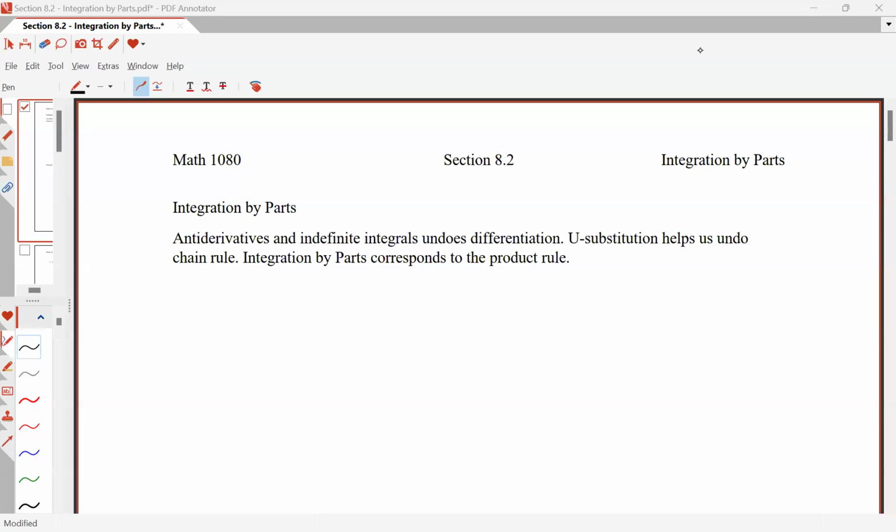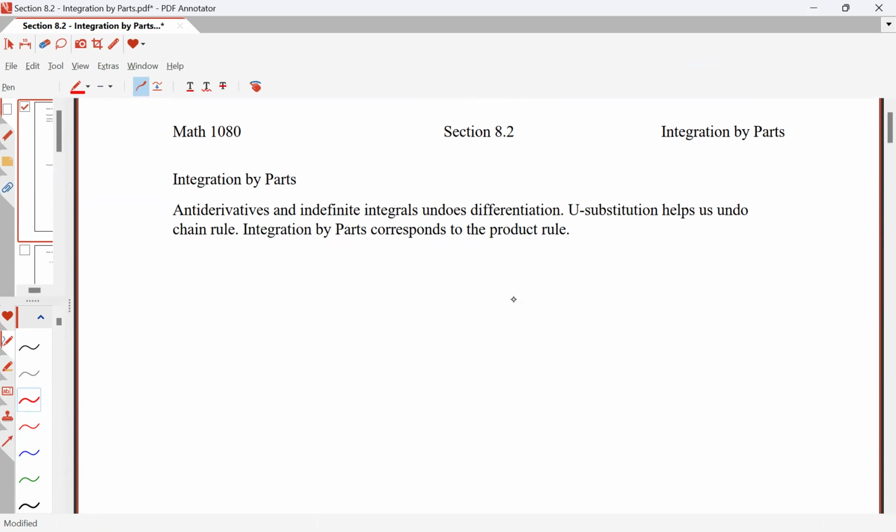Hello. In these videos, we are going to take a look at the integration technique known as integration by parts. Integration by parts is an integration technique that goes along with the product rule. U substitution helps us undo the chain rule. Integration by parts will help us with the product rule.